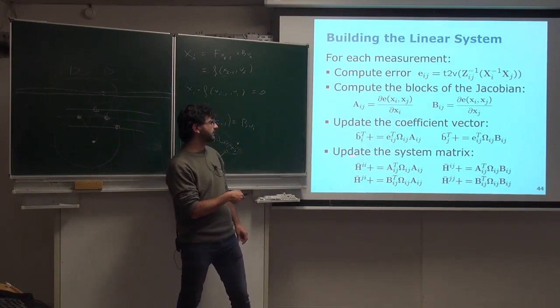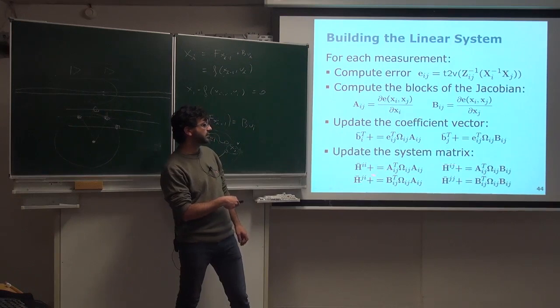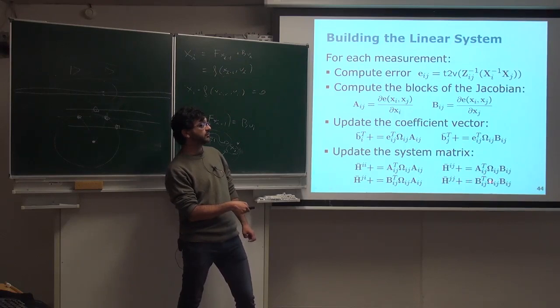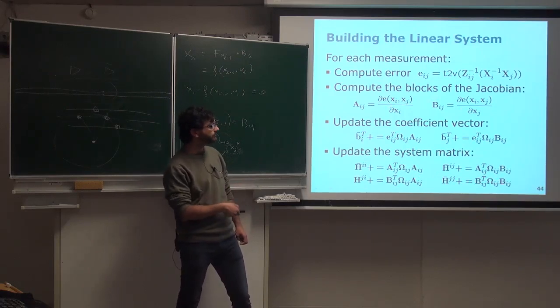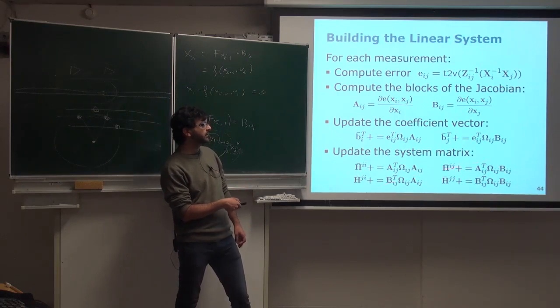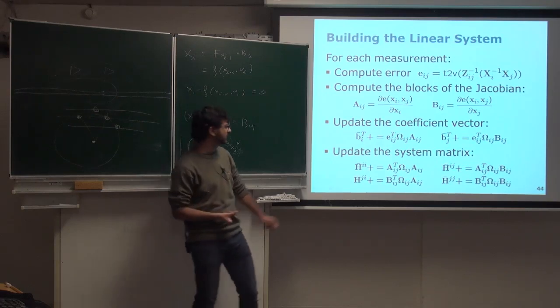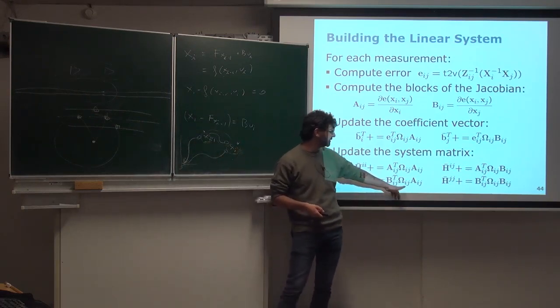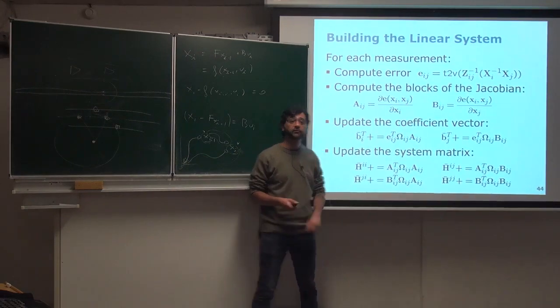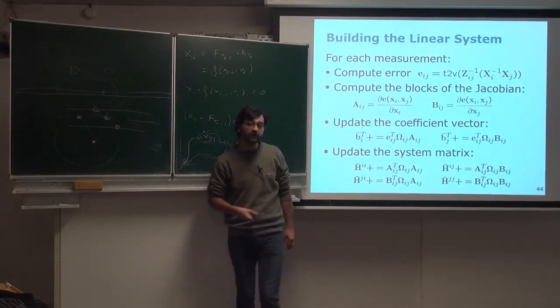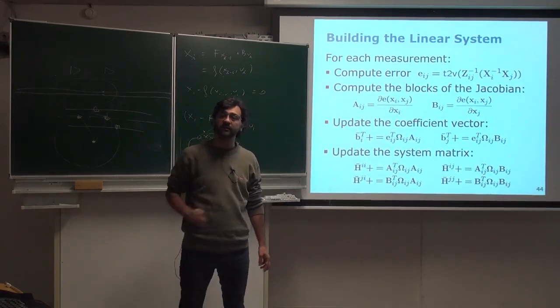We also update the system matrix by considering the 4 blocks, the Ii, the Ij and Ji, and the Jj blocks. And for the Ii, we just take A transpose information matrix A. Similarly for the Jj, where we just take the B transpose information matrix B, so the different derivative. And the mixed product, actually, you can also just compute one of them, because the other one is exactly the transpose of that. And that comes from the fact that the information matrix is symmetric. So you can just take either this one or the other one. It's your choice which one you want to compute, and just symmetrically put the other one there.